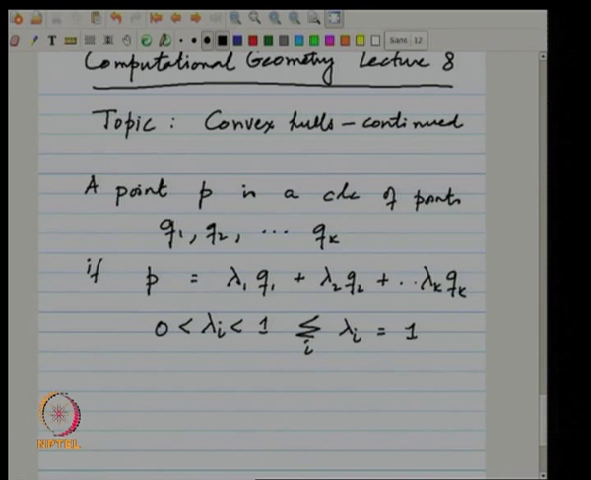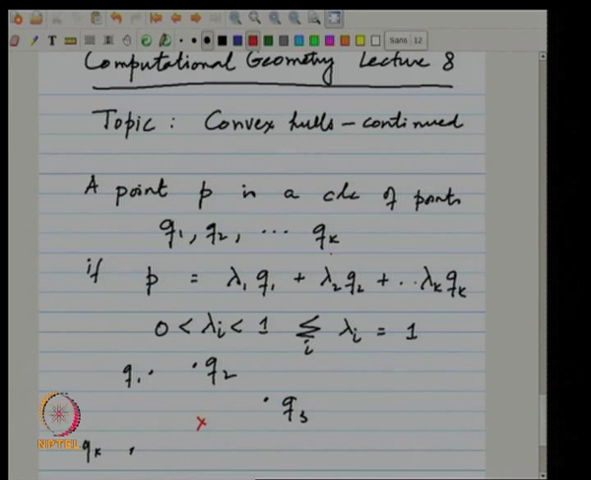So that's another alternate definition. Geometrically, it means that I have these points Q1, Q2, Q3 up to Qk, and this point P will be somewhere in the interior of the convex hull of these points. Actually, to be more precise, you can look at the convex hulls of Q1. So this is a definition.